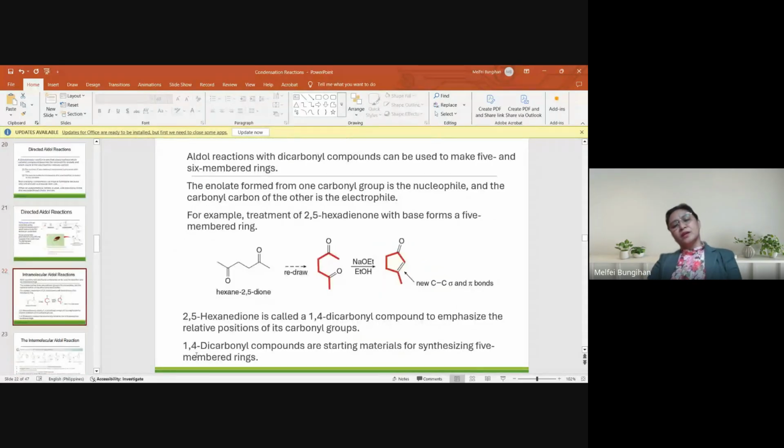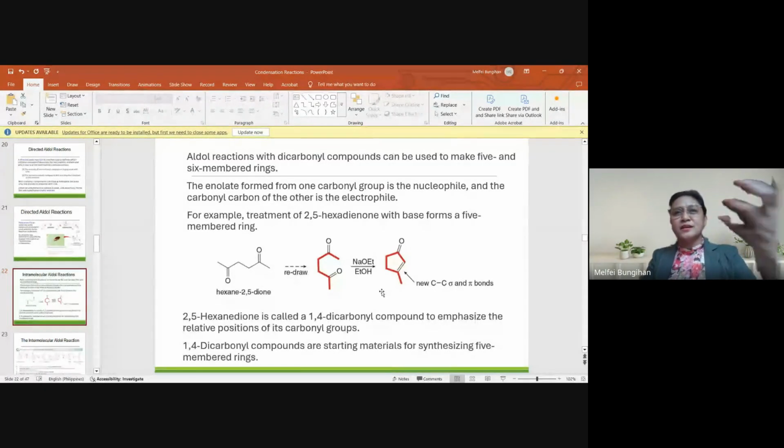Now, we also have what we call the intramolecular aldol condensations. It means that in a molecule, you already have your carbonyl compounds. So your carbonyl compounds will react in such a way that you still form new C-C bonds, but this time it gives you a cyclic structure as your product.